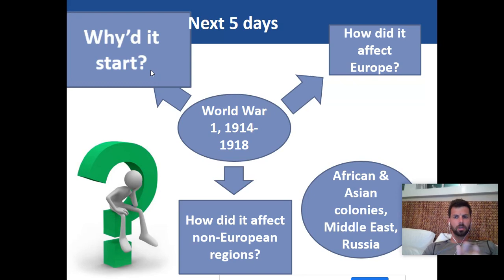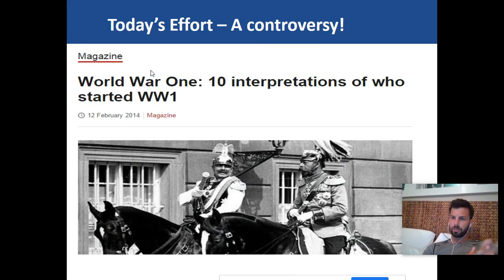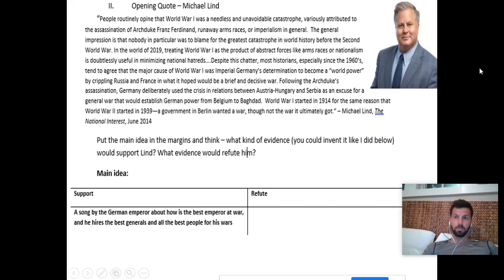And to start, I want to recognize that the causes of World War I are actually very controversial. It happened about 100 years ago, so it's been in the news a lot lately. And here's an article that shows that there are 10 different interpretations about why World War I started and who is to blame. But according to this man here, Michael Lind, he has a specific opinion about who is to blame. So we're going to read his passage and decide what he thinks and what would help his argument and what would hurt his argument. So I'm going to read it aloud.